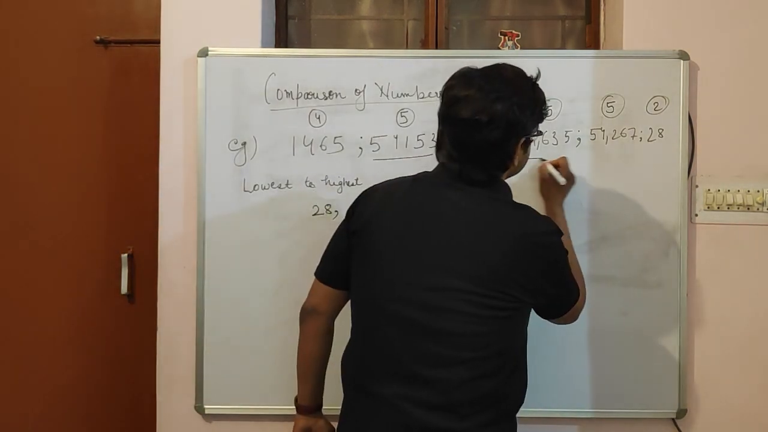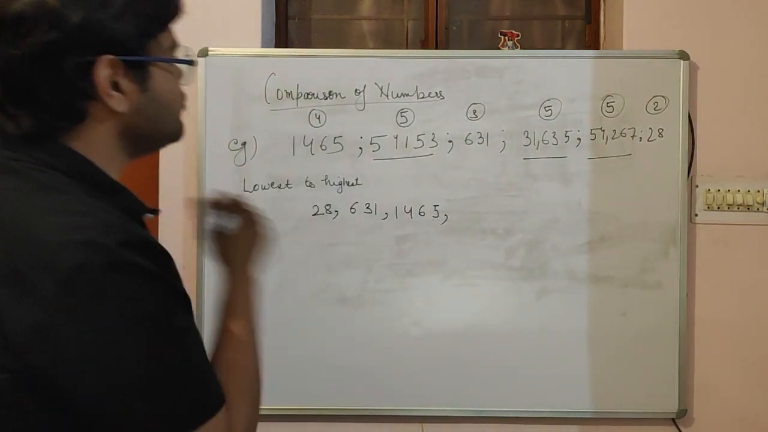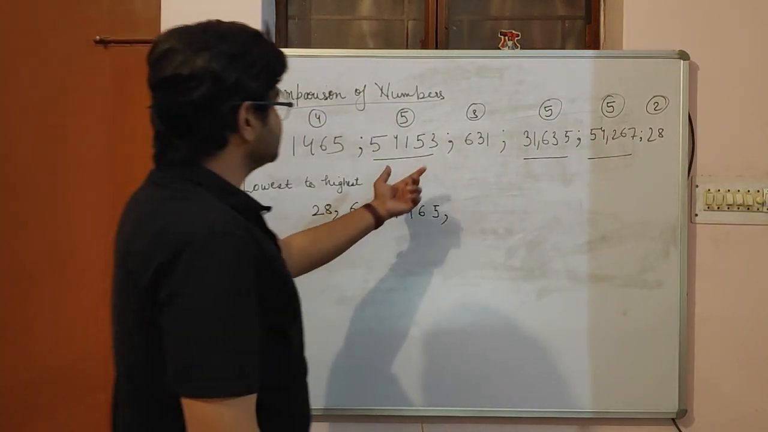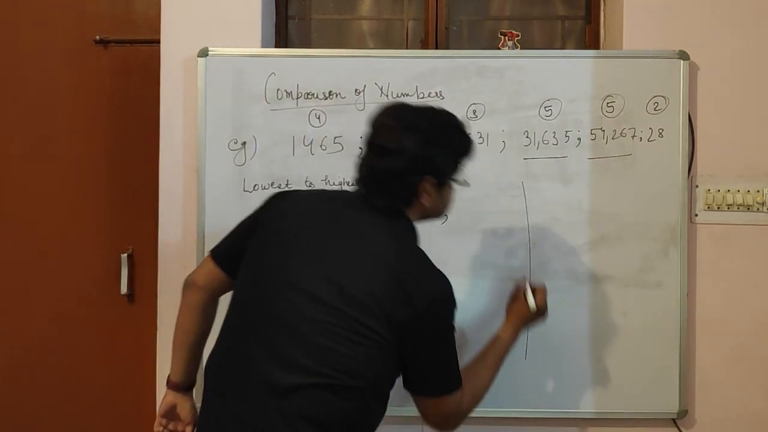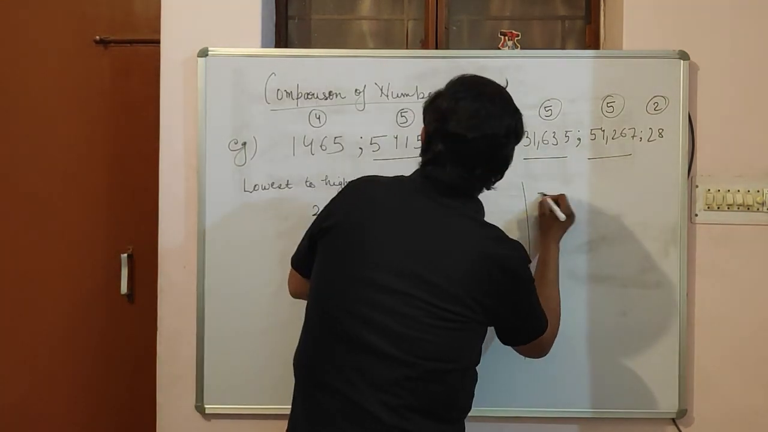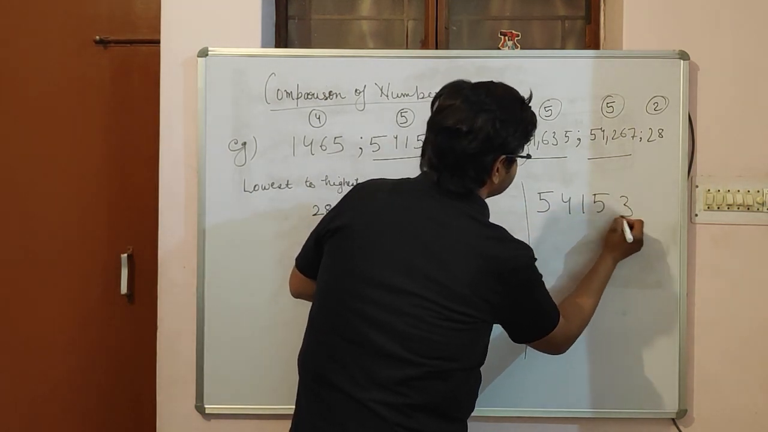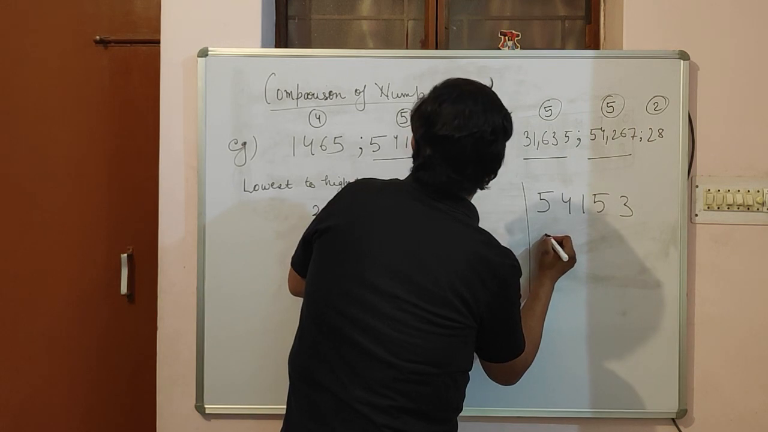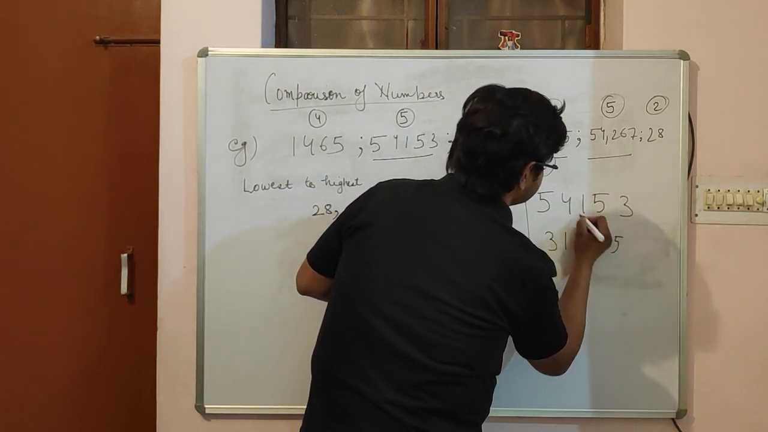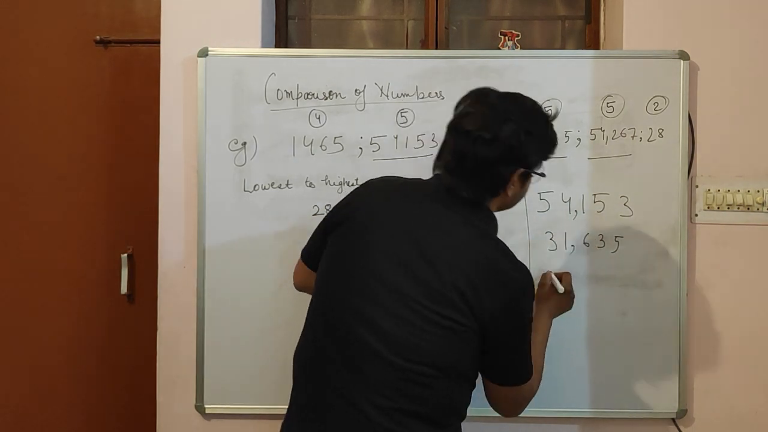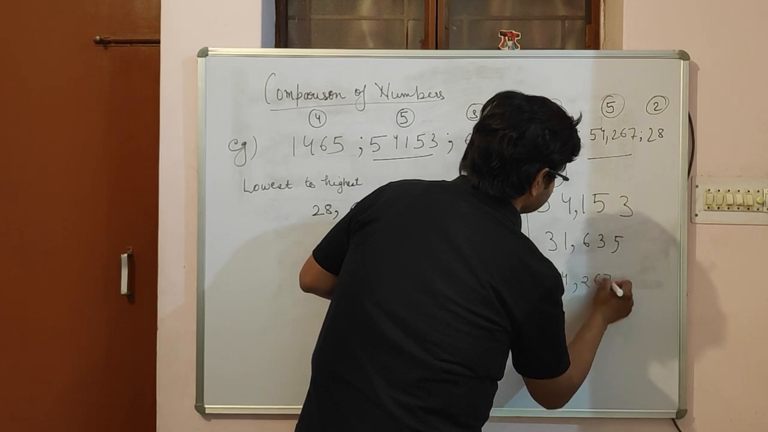54153, 31635, 54267. And how will we decide which one is the smallest among these 3? Let me write them here separately so you can have a clear look. 5, 4, 1, 5, 3, 3, 1, 6, 3, 5, 5, 4, 2, 6, 7.